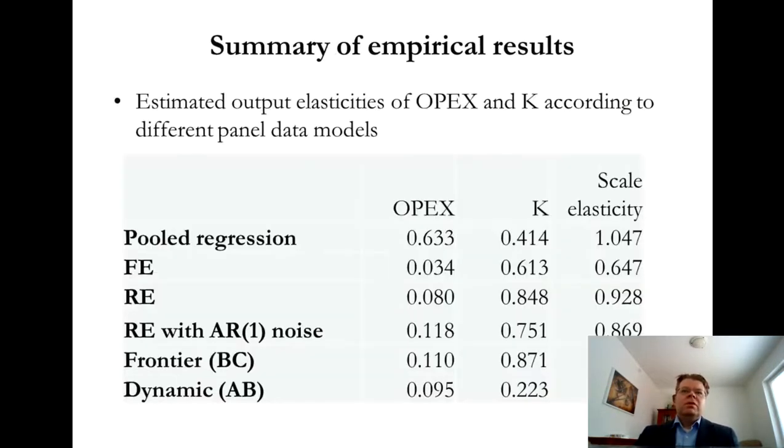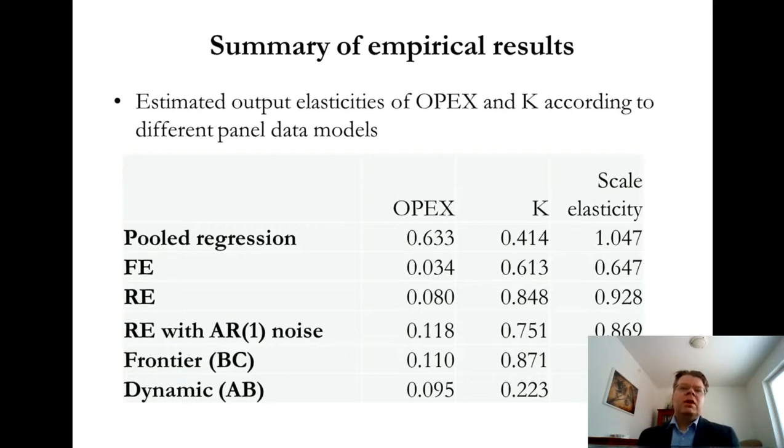Okay, so that completes the different types of extensions for this lecture. So here I have simply summarized the empirical results of the different models. So notice that in this present application, at least, the way that the panel data was modeled made quite a big difference to the output elasticities of operational expenditure and capital stock, and also the scale elasticity, which is just the sum of these two output elasticities.